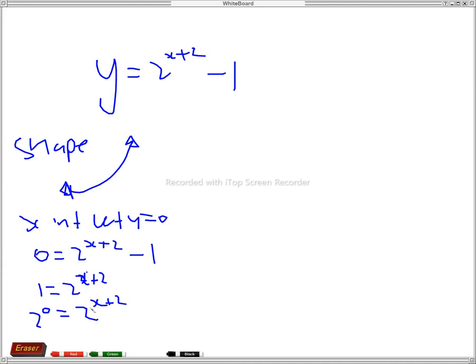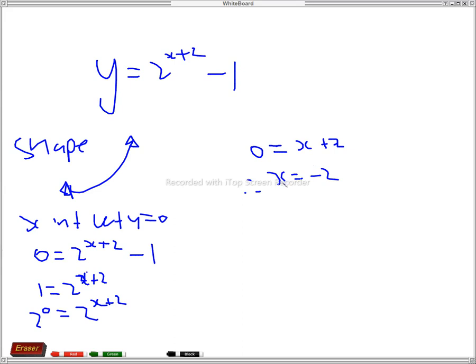And therefore, since the bases are the same, you can drop the exponent, you still remember that. And therefore it's going to be 0 is equal to x plus 2, and therefore you can transpose 2 to the other side, and therefore our x is equal to negative 2.